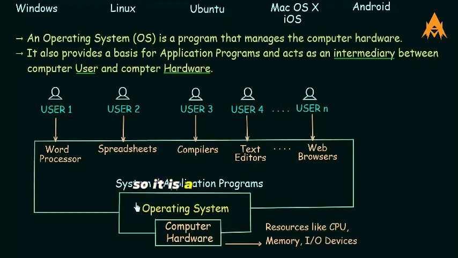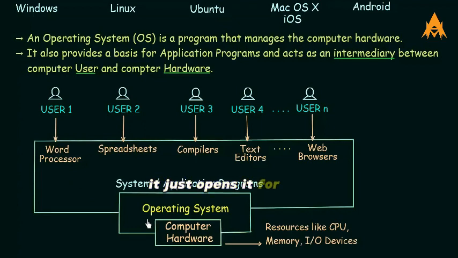So it is an intermediary that acts between the computer hardware and the user. Let us take our first example. Suppose that user 1 wants to type something and save it into his Microsoft Word. So he just double clicks on Microsoft Word, and then the rest of the things, the operating system takes care of it.